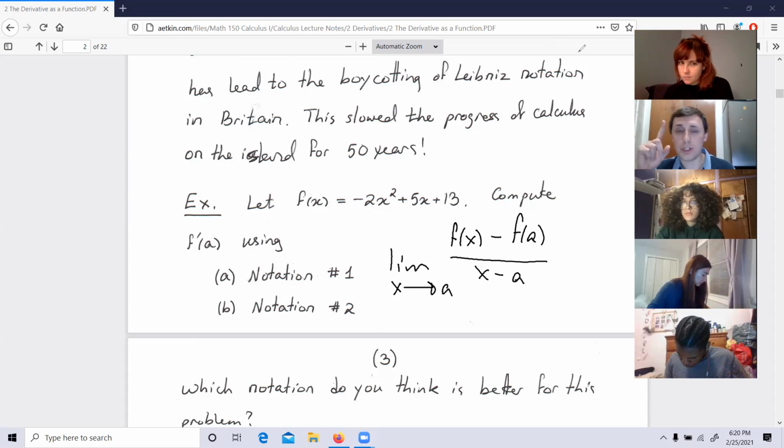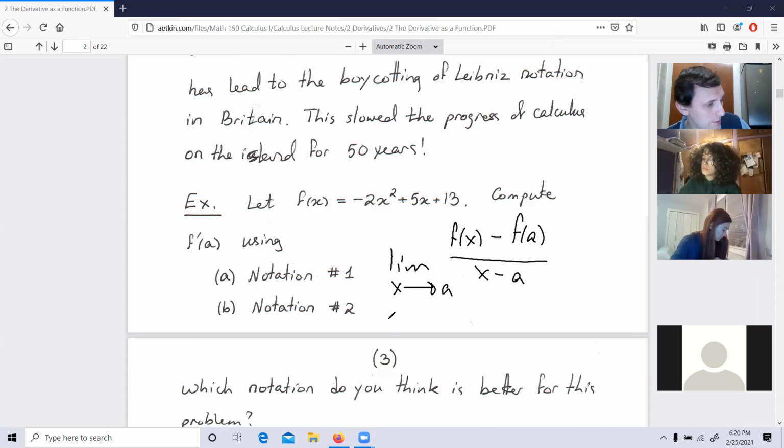If you're done with notation 1, do it with notation 2. Okay, guys? Notation 2, if you don't remember, it's this.